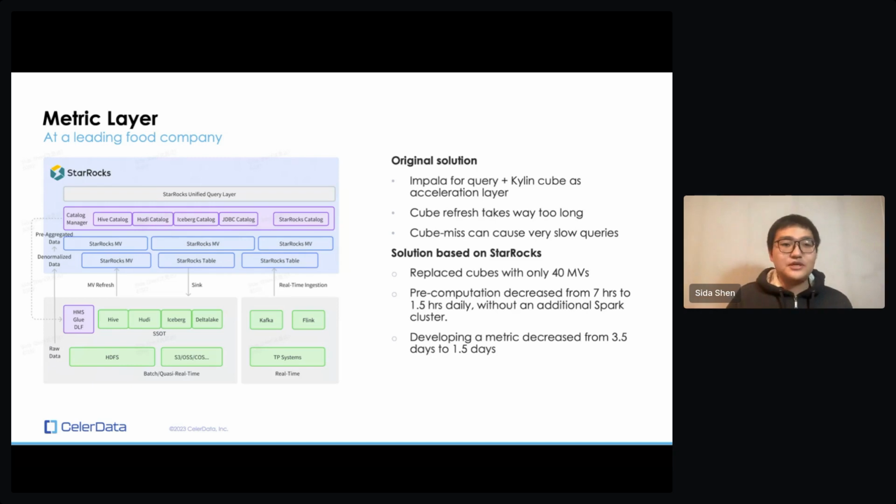So they built a solution based on StarRocks external query, data lake query capabilities and materialized views, right? They essentially replaced the cubes with only 40 materialized views, because StarRocks can actually take care of the majority of the queries on the fly and still meet the latency demand. So the result is pre-computation decreased from 7 hours to 1.5 hours daily, with less resource and without an additional Spark cluster, because the pre-computation is handled by the StarRocks cluster, right?